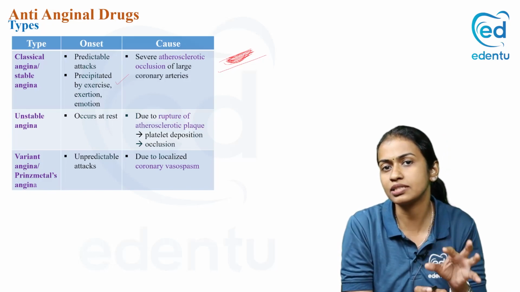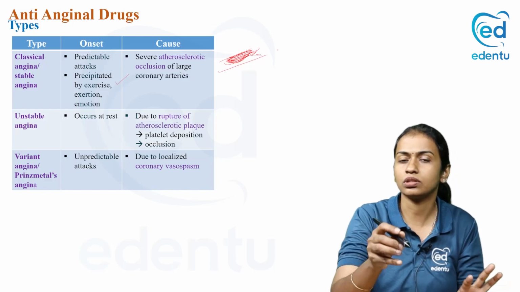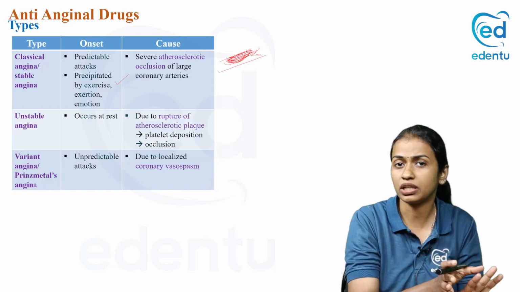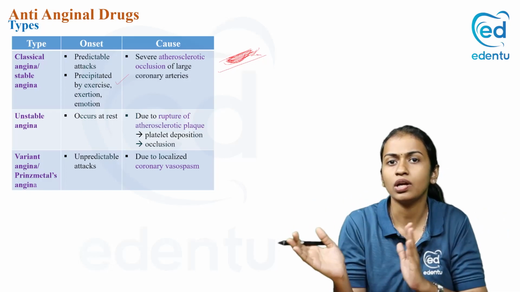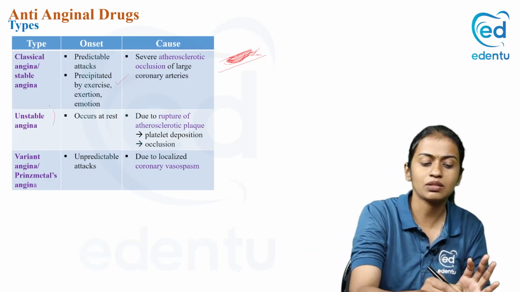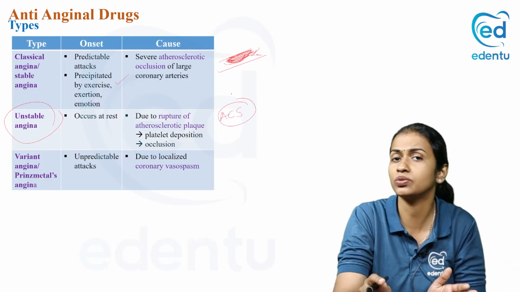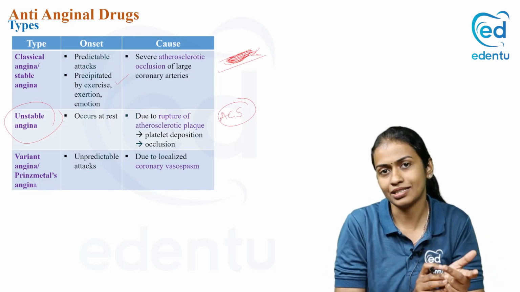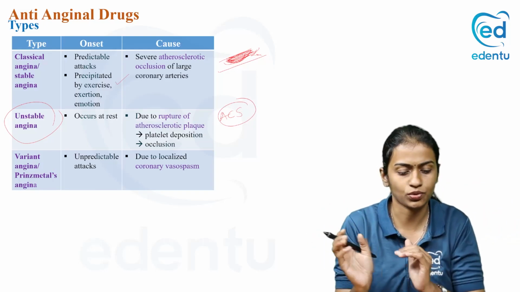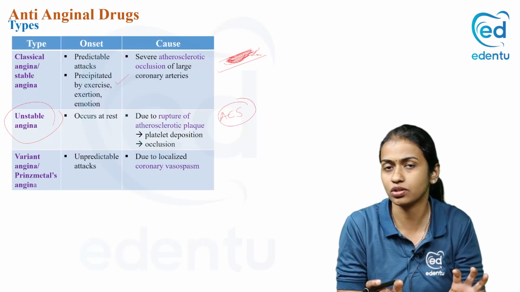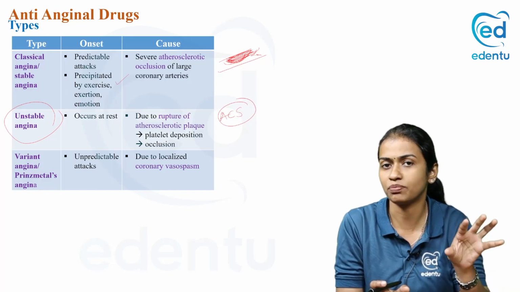Now, what is meant by unstable angina? This is where there is a rupture of the atherosclerotic plaque. So there is a rupture, and this is not predictable. This can occur even at rest, and there is further platelet adhesion, and that can even go on to acute myocardial infarction. So unstable angina is actually included under acute coronary syndrome. Acute coronary syndrome includes unstable angina, ST elevation MI and non-ST elevation MI. All these three are included under acute coronary syndrome. So this is due to rupture of the atherosclerotic plaque, with platelet deposition and occlusion. Here, antiplatelets play a major role.